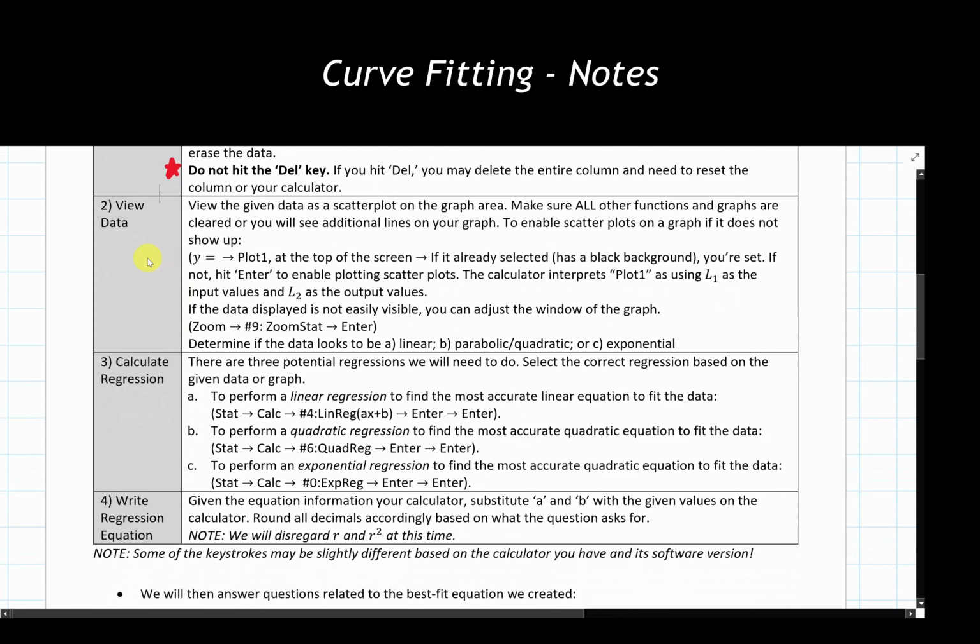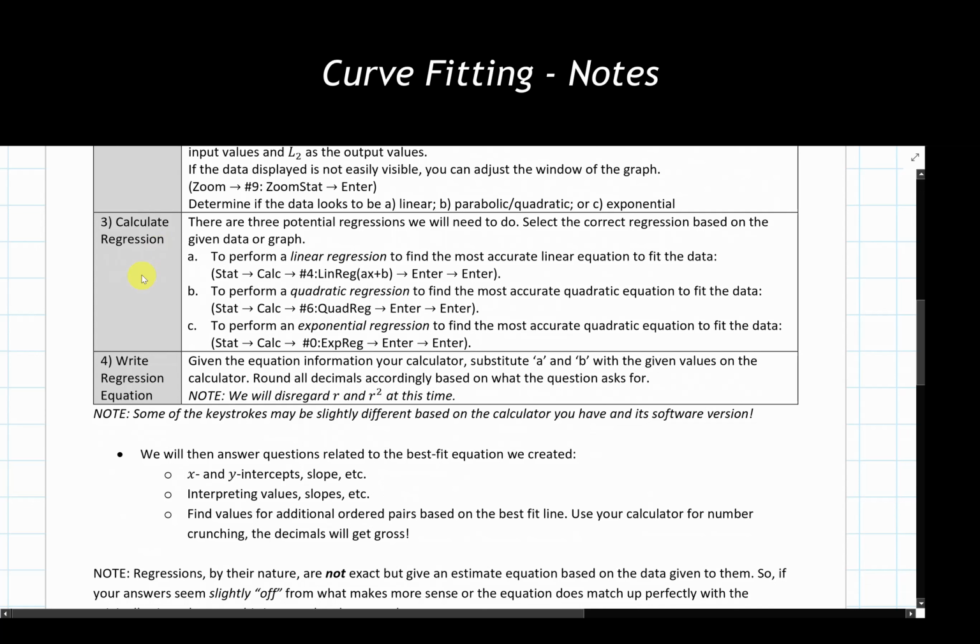So we are going to actually view the given data on the scatter plot in the graph area. This is going to give us a way to look at this, and we've got some different tools that we'll see to adjust the window and zoom this in and out to view all of the data that we've been given. The big thing that we want to do with viewing this data is determine if it's linear, parabolic or quadratic, or if it's exponential in nature. That's all that this step is doing. We visualize the data that's been given to us.